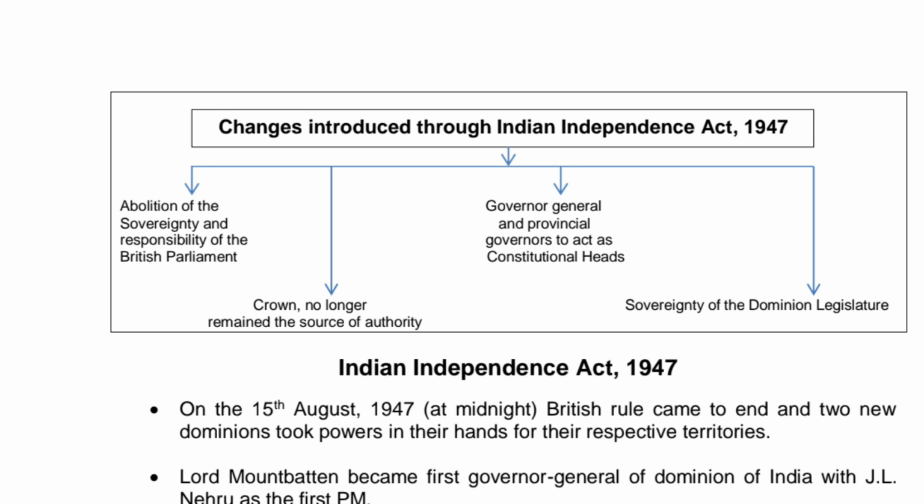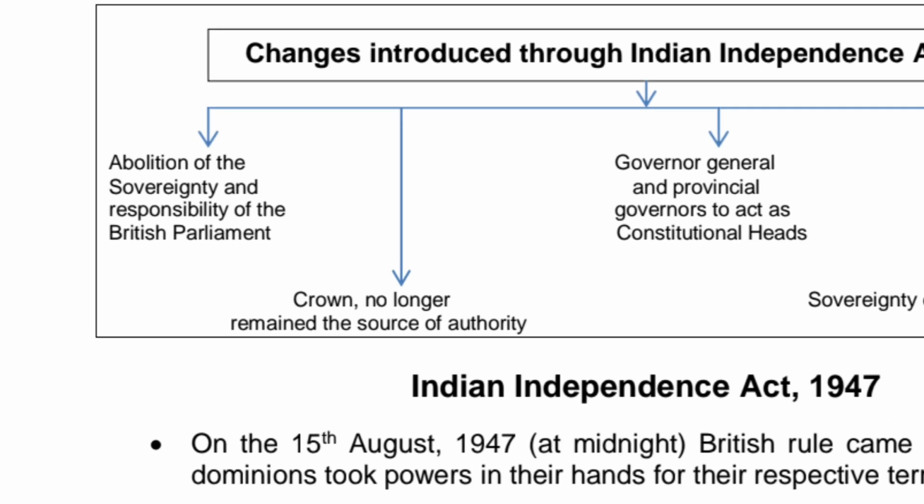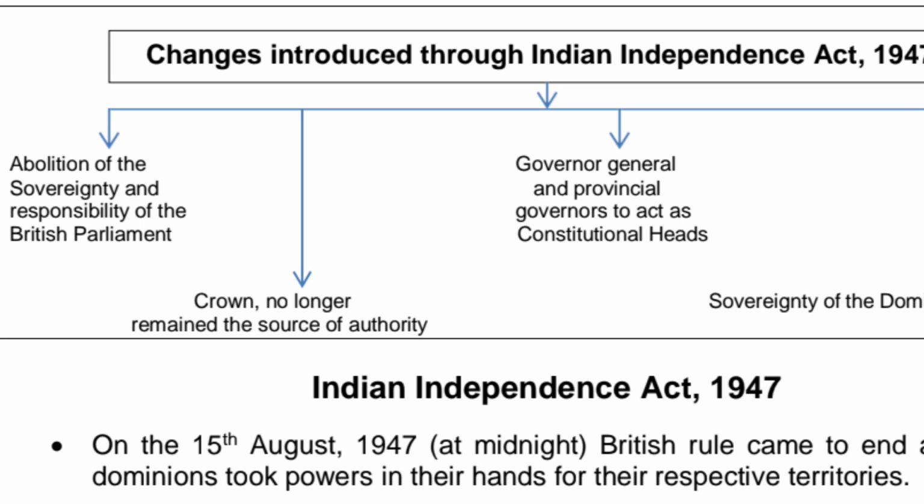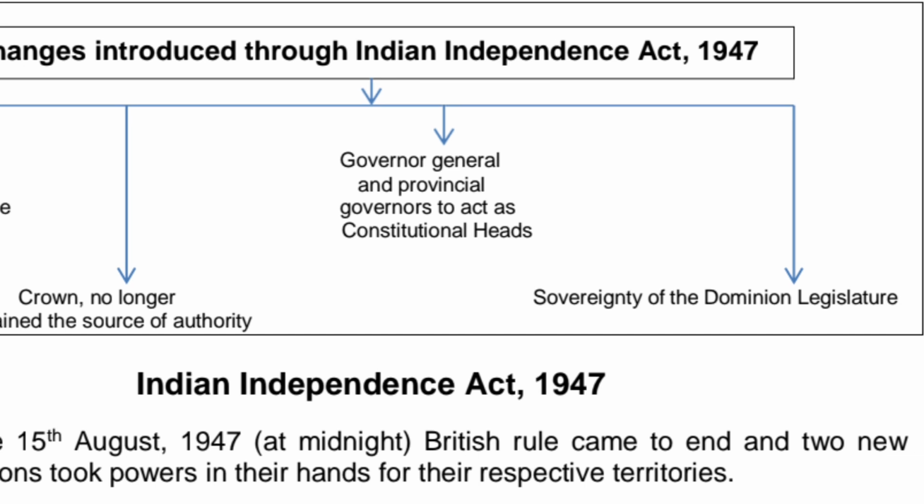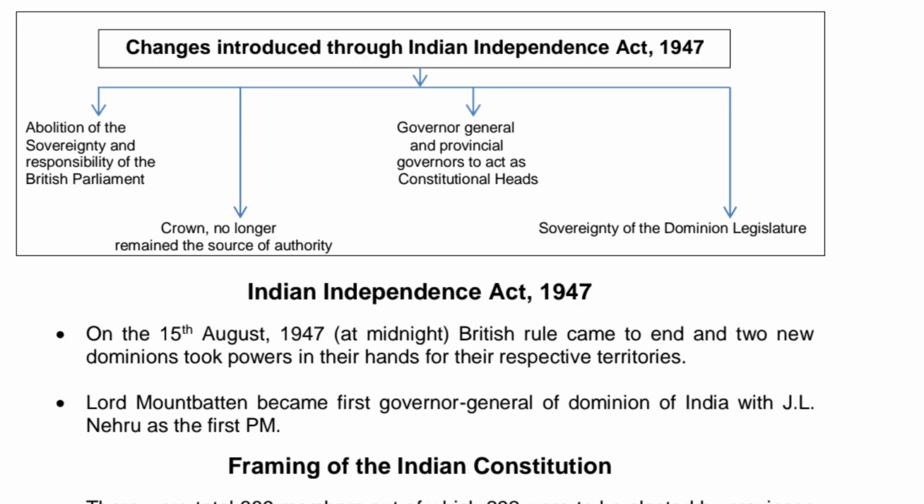Here, next point is what changes were introduced through Indian Independence Act 1947. First is the devolution of the sovereignty and responsibility of the British Parliament. Next is Crown no longer remained the source of authority. Third is Governor General and provincial governors to act as constitutional heads. Sovereignty of the dominion legislature.